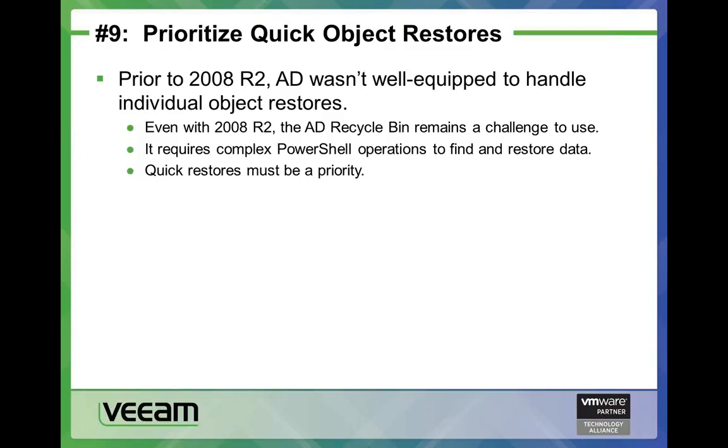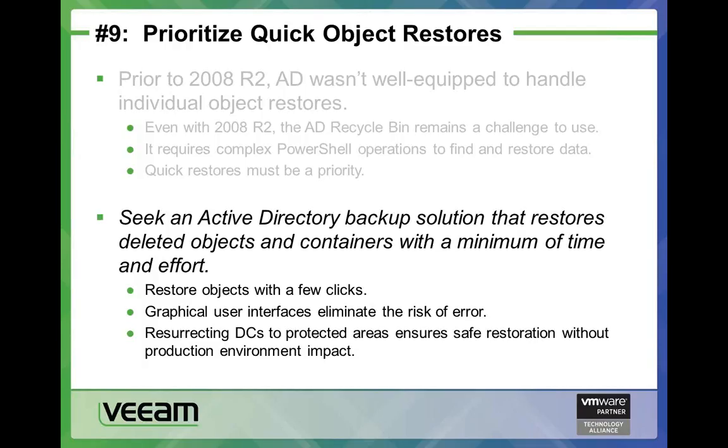So the ability to quickly restore an accidentally deleted object or an entire organizational unit is very important. You want to reduce the time and effort involved so you can get people back online quickly. Graphical user interfaces help protect you against this. And even the loss of a domain controller, right? You want to be able to protect yourself against the loss of a domain controller, or heaven help you, corruption of the Active Directory database that requires a forest restore.